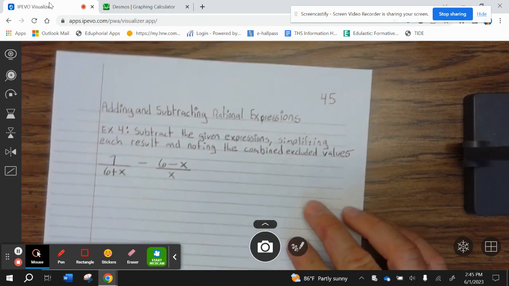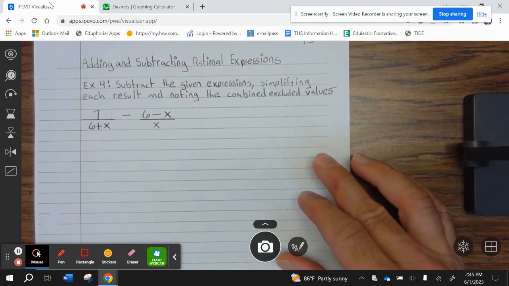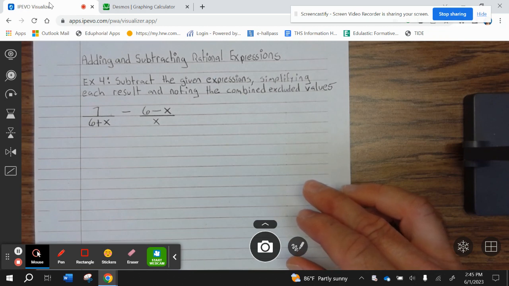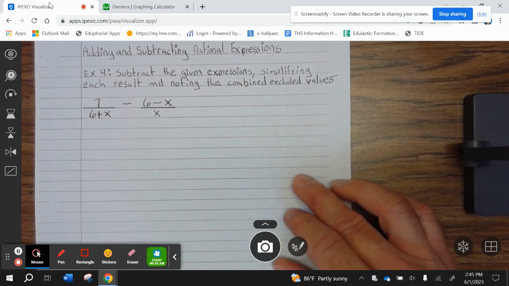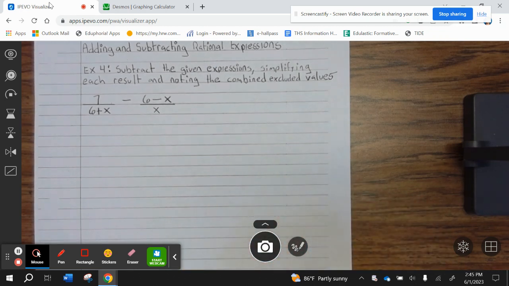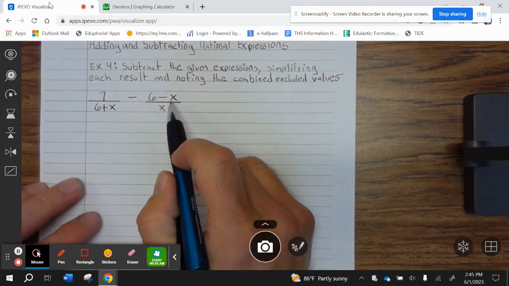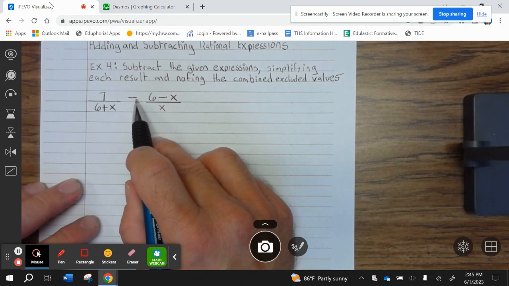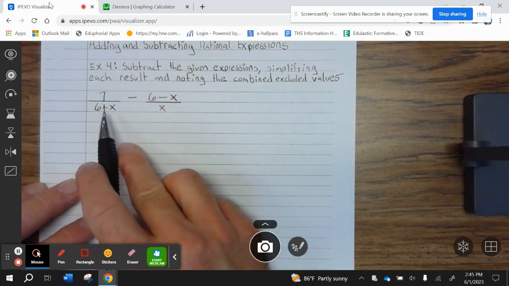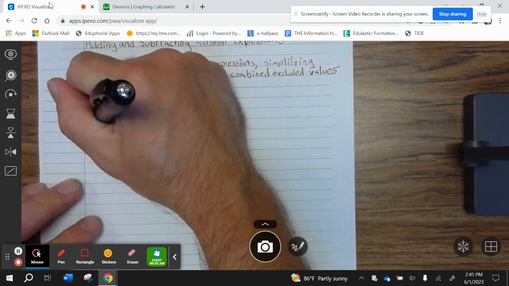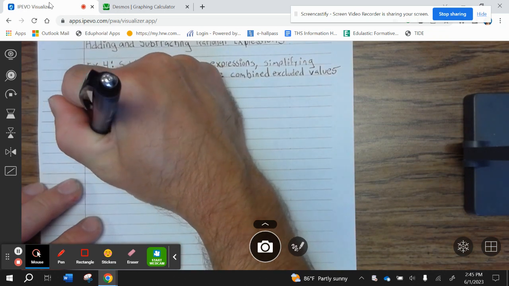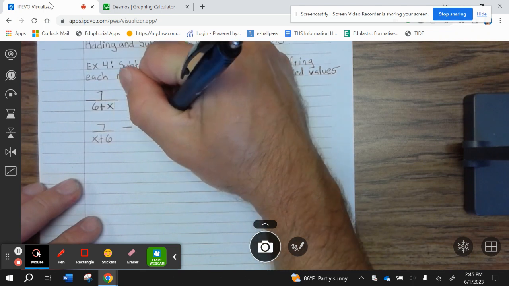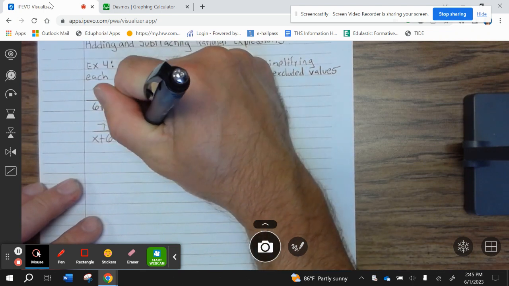All right, let's take a look at example 4. Subtract the given expression, simplifying each result and noting the combined excluded values, okay? So first off, we always want to write this with the x's in front, but in this case, I'm worried about doing that because there's a negative there. Okay, so we're just going to leave this alone. Okay, but I'm going to rewrite this as 7 divided by x plus 6 minus, I'm going to put this in parentheses, 6 minus x divided by x.